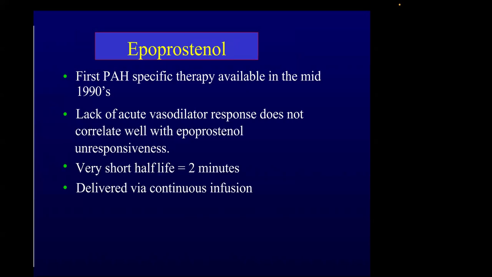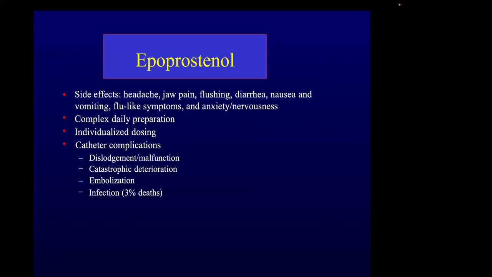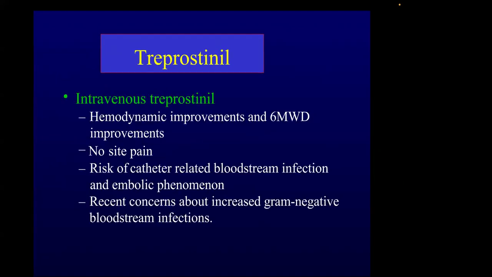Epoprostenol, the first PH-specific therapy available in the mid-1990s. The lack of acute vasodilator response does not correlate well with epoprostenol unresponsiveness. It has a very short half-life of 2 minutes and is delivered via continuous infusion. Side effects: headache, jaw pain, flushing, diarrhea, nausea, vomiting, flu-like symptoms, anxiety, nervousness, complex daily preparation and individual dosing, catheter complications, dislodgement, malfunction, catastrophic deterioration, embolization, and infections.